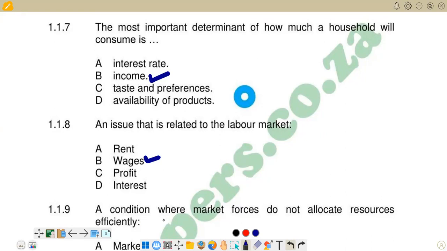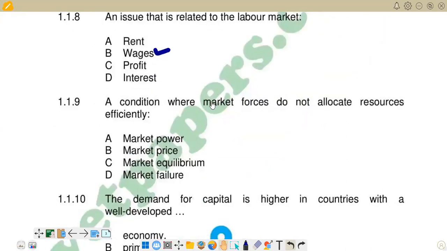Then we go to the next one. We are now on 1.1.9. Right, 1.1.9 reads a condition where market forces do not allocate resources efficiently. So let's look at A. A is market power. Market power is the ability of a firm to determine the prices in the markets. The ability to influence the price level in the market or setting its own price is the market power.